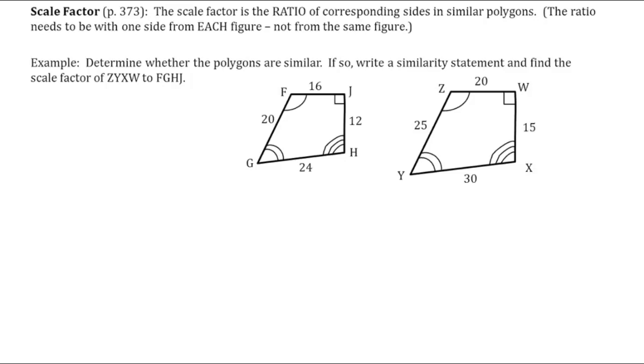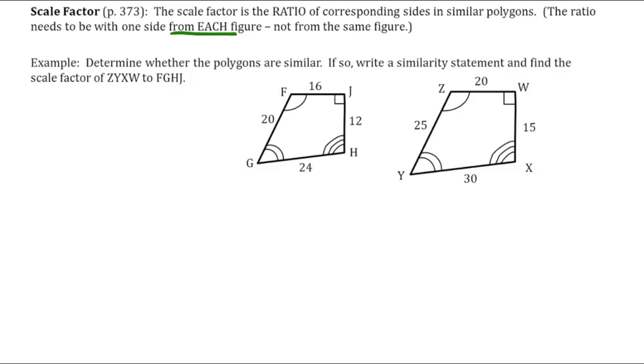This means that the ratio needs to be, though, one side from each figure. And sometimes when we start looking at triangles, people want to put together a ratio of two sides in one triangle equaling two sides of another triangle.